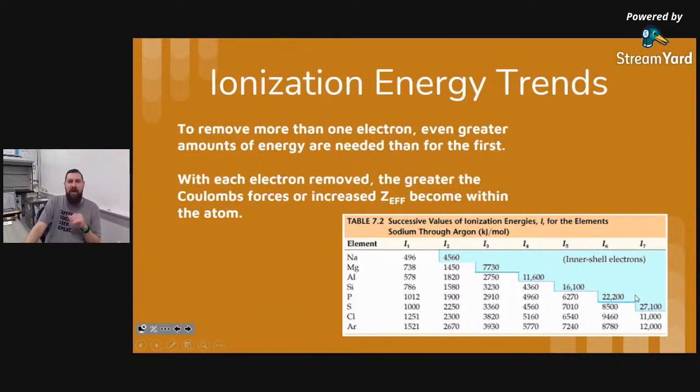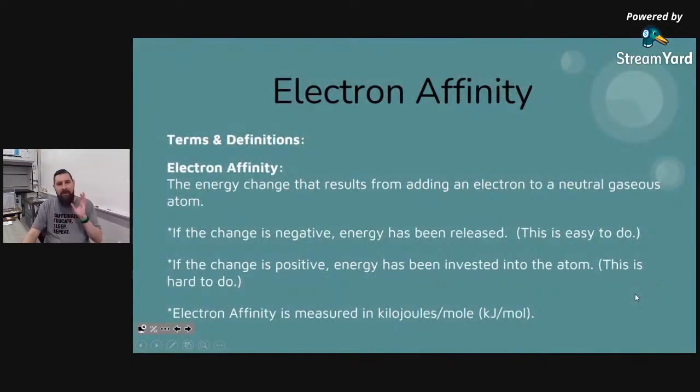Okay. But enough on ionization energy. The next one is electron affinity. And electron affinity is the energy change that results from adding an electron to a neutral gaseous atom.